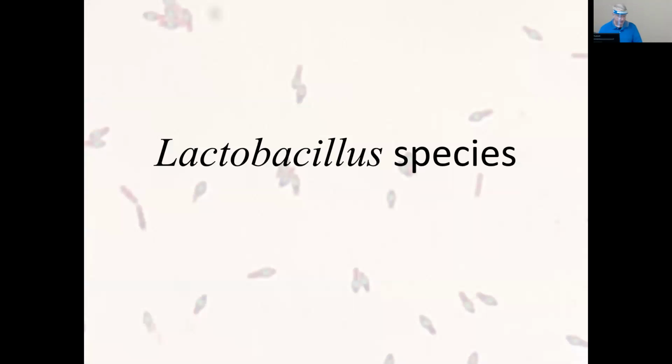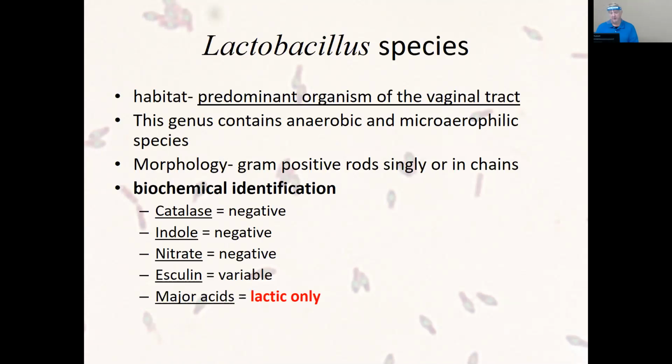And then we come to a friendlier one, sometimes, not all the time. We talked a little bit about this yesterday in our lab for those that were there. We brought up Lactobacillus, predominantly the organism in the vaginal tract. This genus contains anaerobes and microaerophilic organisms. So tell me something about microaerophilics again, because we know anaerobes. Remember, that was back in the lecture on Tuesday? What's microaerophilic?